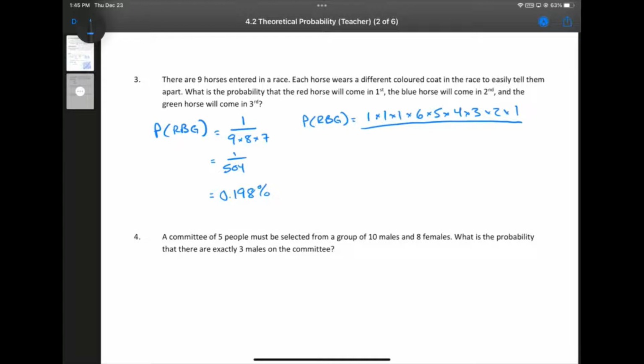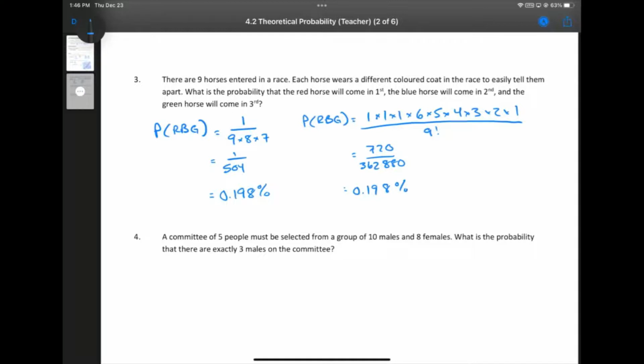And on the bottom, the 9 horses can come in 9 factorial different orders. And when you do that, you realize that you have 6 factorial on the top divided by, the top part there, if we evaluate it, is 720. The bottom part, 9 factorial, is 362,880. And when I simplify that, yeah, it's exactly the same thing as it was before, 0.198%.